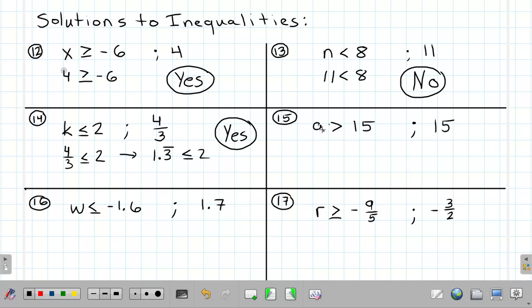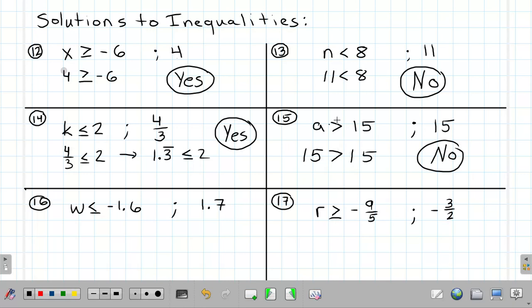Okay. Number 15, this is a little tricky one. You've got to really pay attention here, but we've got a is greater than 15, and we want to know, is 15 greater than 15? Well, since there's no line underneath the greater than symbol, this is actually not true. So that's actually a no. Because if we really think about it, is 15 bigger than 15? Well, no, 15 is equal to 15.